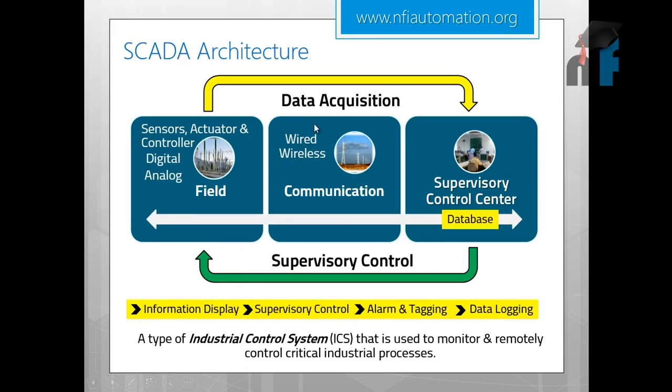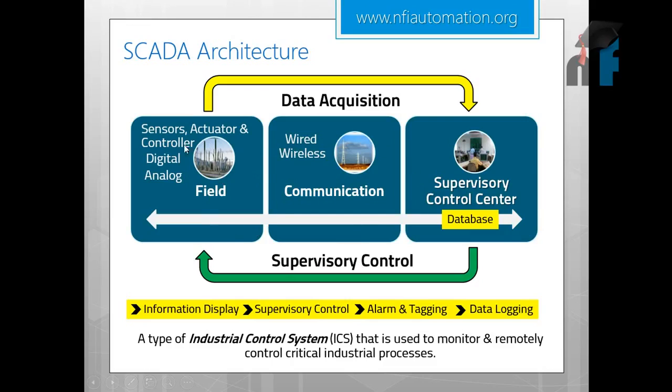Now if we go deeper inside, in the field we have sensors, actuators and controllers. Sensors are the devices which sense the input physical quantity. An actuator is the one which controls that quantity, and the controller is where you write the algorithm. We have two types, digital and analog, in the field. Then we have communication, which could be wired or wireless. Then there's a supervisory control center in which we can store the database. So the information is linked in all these three areas.